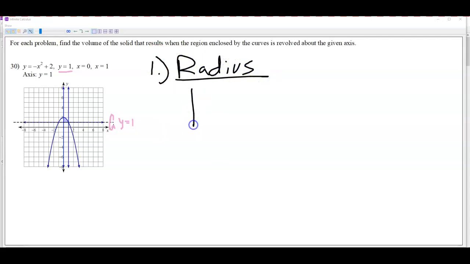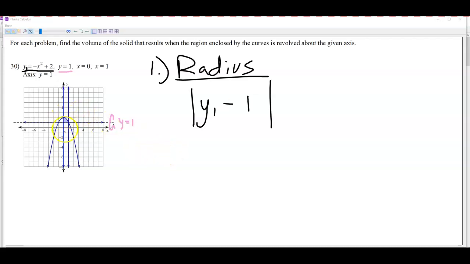Once again, if you want to use absolute value bars, just to make sure that you're not doing the order wrong. In this case, we have the parabola represented by this function here on top. I'll call it y1, minus the axis, which is the actual equation here, 1. And so that would be my radius.